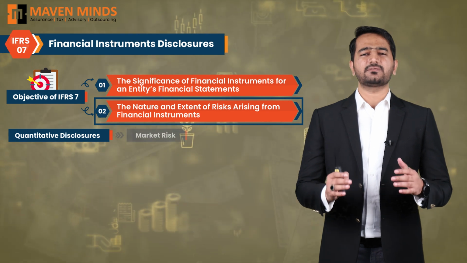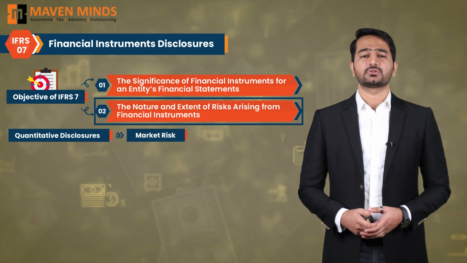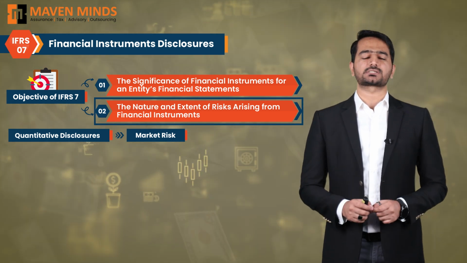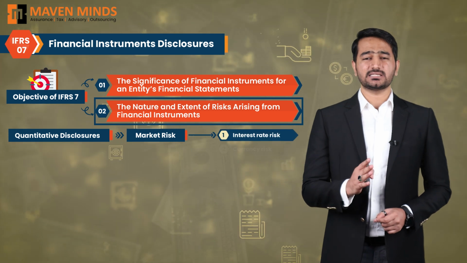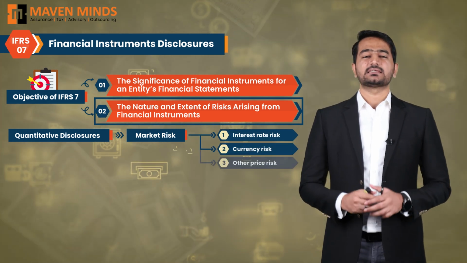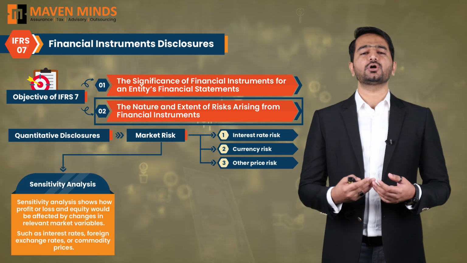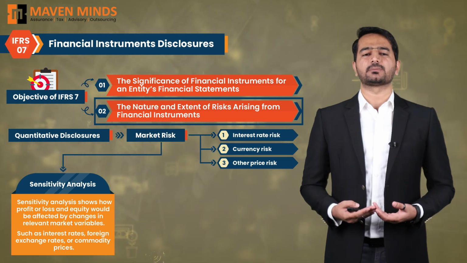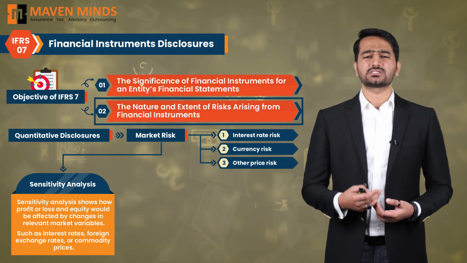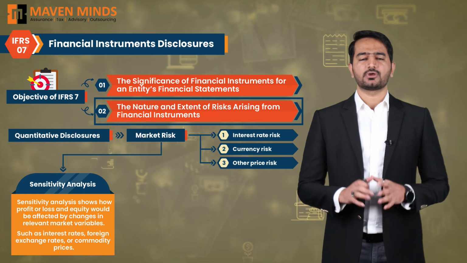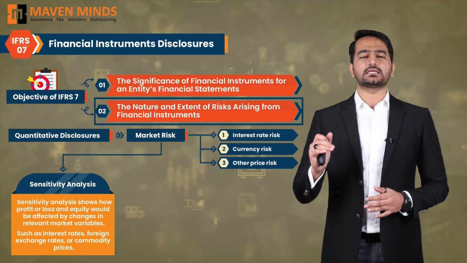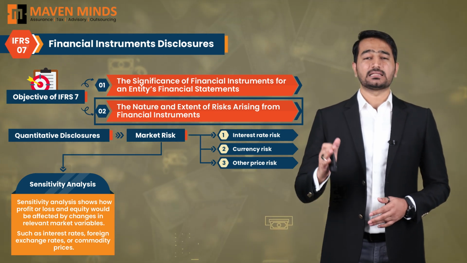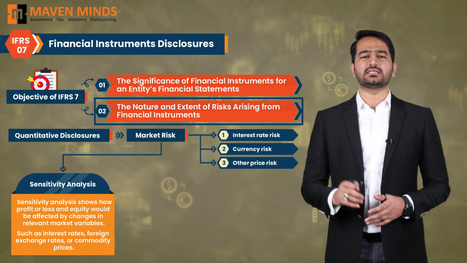Now, market risk disclosures can be a bit complex. You need to present a sensitivity analysis for each component of the market risk: interest rate risk, currency risk, and other price risk. Sensitivity analysis shows how your profit and loss and equity would be affected by changes in the relevant market variable, such as interest rate, foreign exchange rate, or commodity prices. For example, if the interest rate increases by 1%, how would that impact your profit and loss and equity? That's what you need to disclose in the sensitivity analysis.